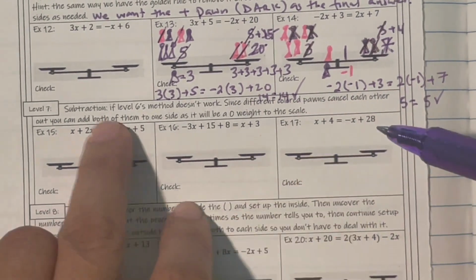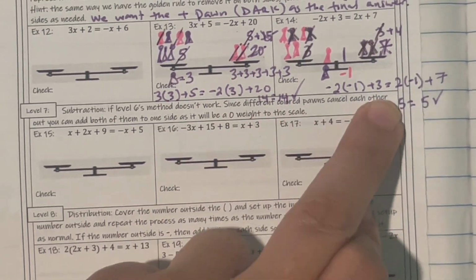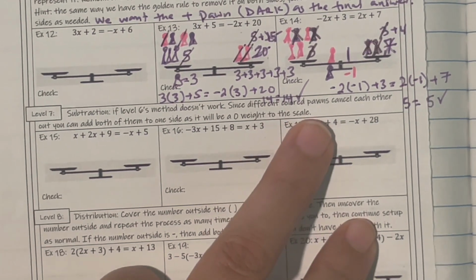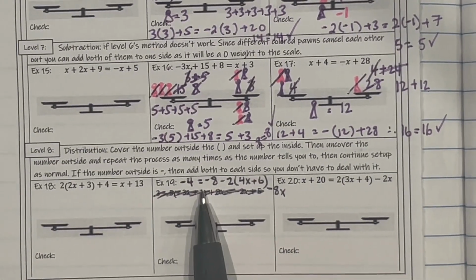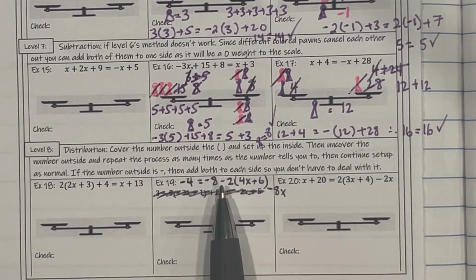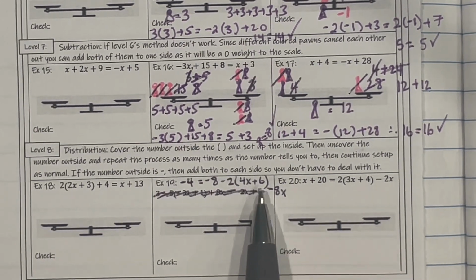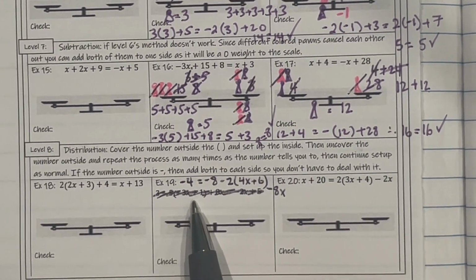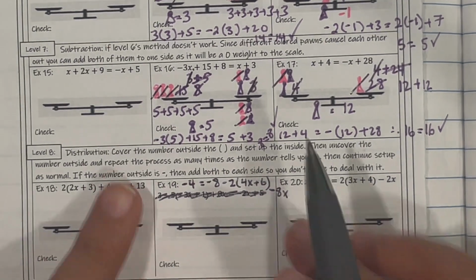All right, so subtraction. If level 6 methods don't work, since different colored pawns cancel each other out, you can add both of them on one side for the 0 weight of the scale. All right, you're going to go ahead and replace example 19 with negative 4 equals negative 8 minus 2 parentheses 4x plus 6 close the parenthesis minus 8x. The one I had before is going to give me a decimal, and I didn't want to deal with decimals. Okay, this is going to be my advanced problem.